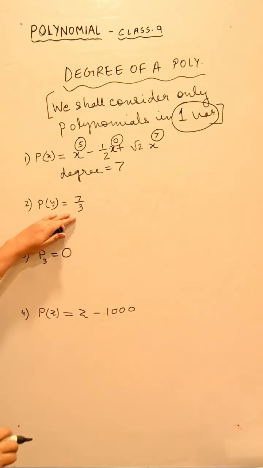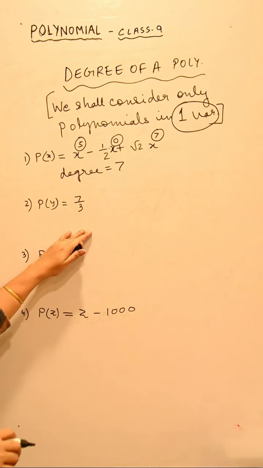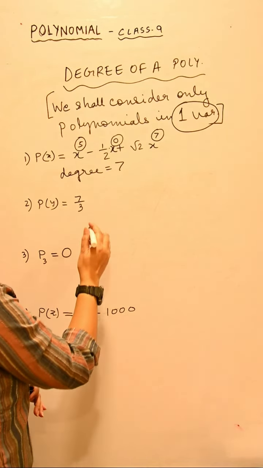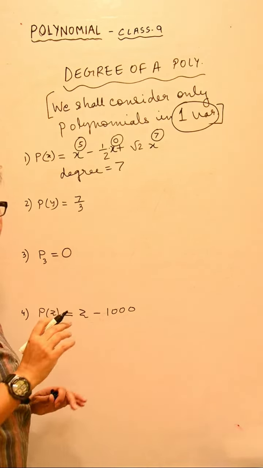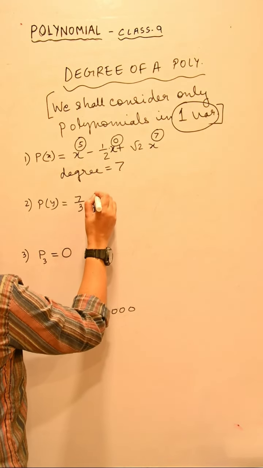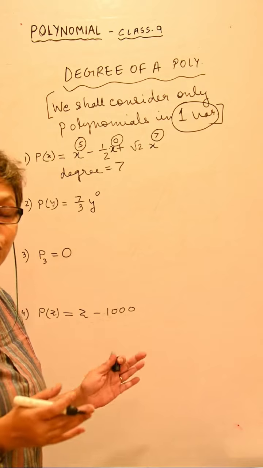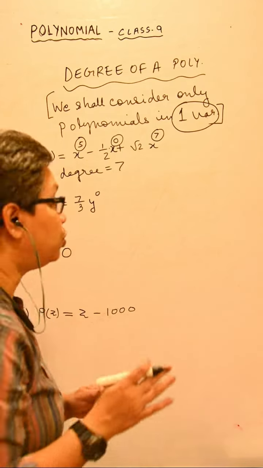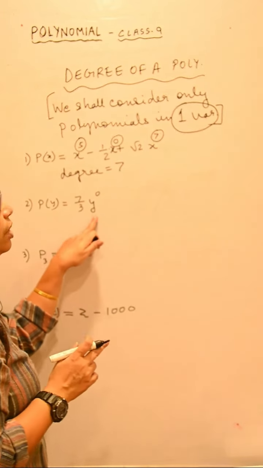Now let's come to this. This is a constant polynomial. There is no variable, so it is a constant polynomial. Since I have written y, I will put the variable y and imagine it as y to the power 0. So what do we see? The degree of any constant polynomial is 0. That is very, very important, and this is the reason.